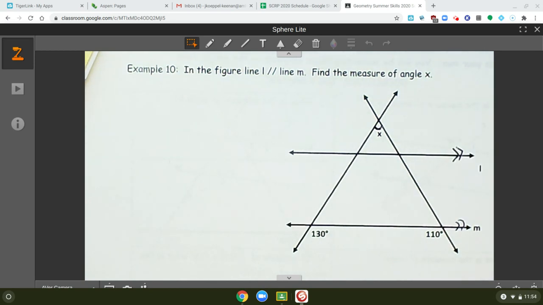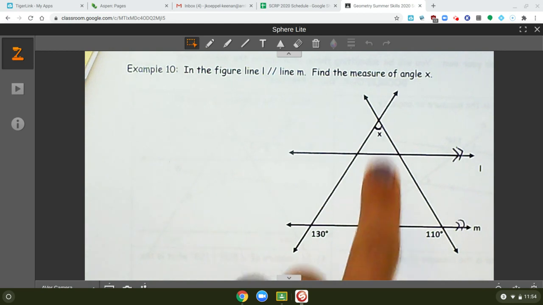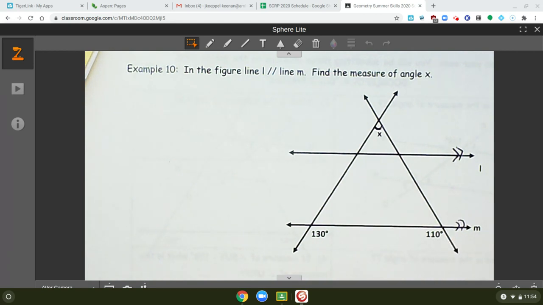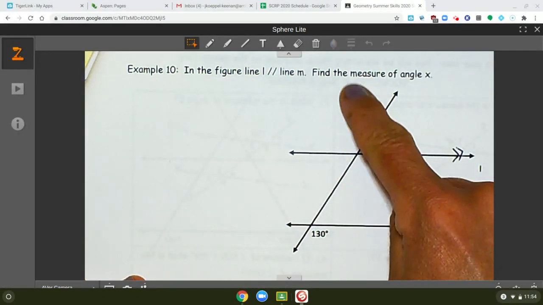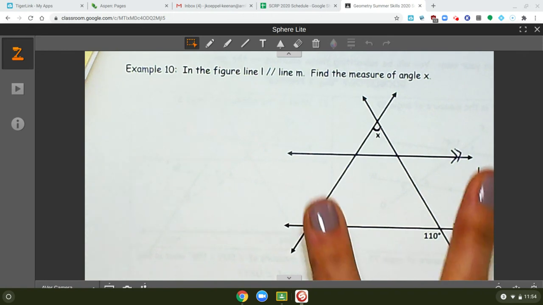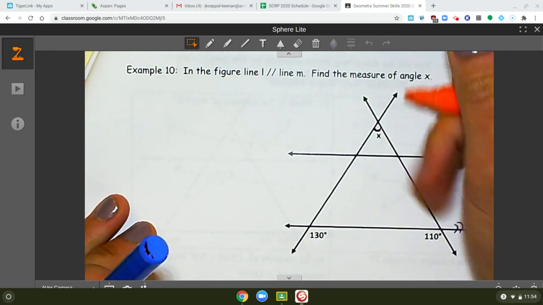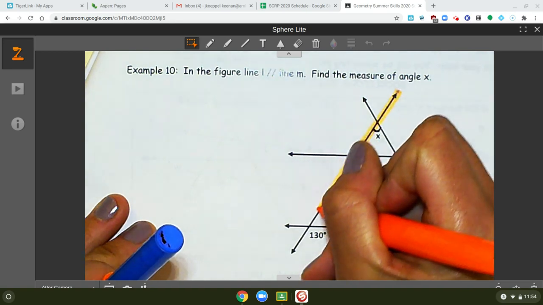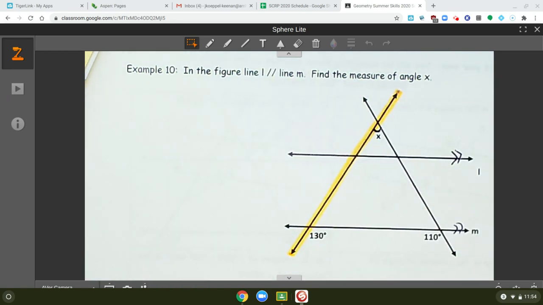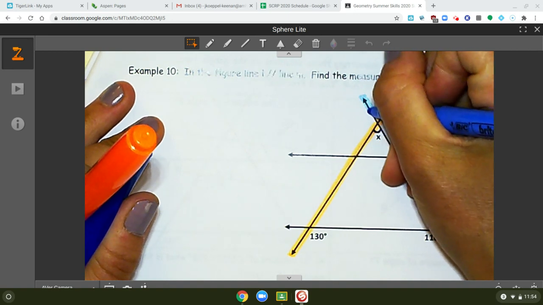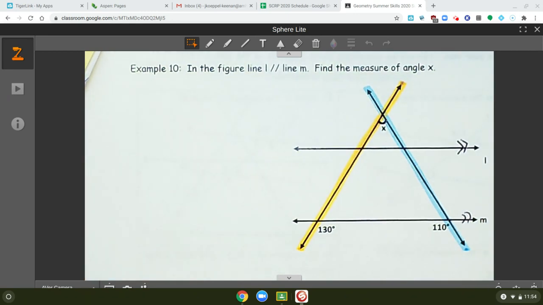All right. So remember our steps for complex pictures. We're going to try to fill in as many angles as we can, and eventually we'll make our way to angle X. Well, we have two parallel lines, but we also have these other lines that are going up and down. Remember, those are your transversals. Since there's two transversals, we're going to highlight them in different colors. So I'm going to do one of the transversals in orange and one of the transversals in blue. Now remember, only the angles touching the same colored transversal have a relationship with each other.